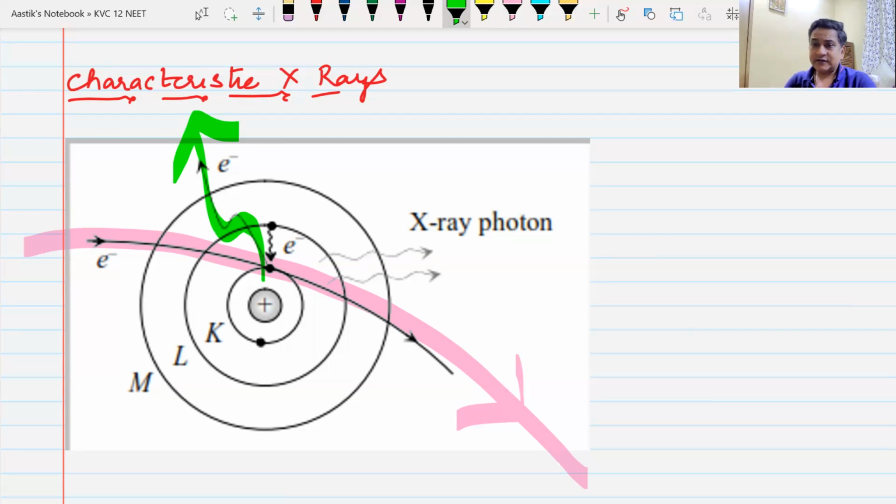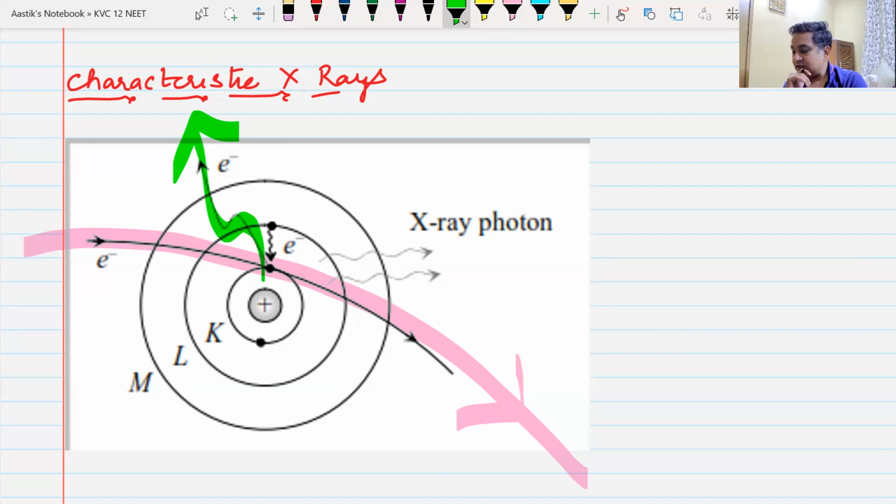While it is moving through the atom of this metal, it might collide with the inner shell electron, and it might give its energy to this inner shell electron, and this inner shell electron can become free. Do we understand this? So that is that green electron which is going out. This electron has been removed from an inner shell. Do we understand this?